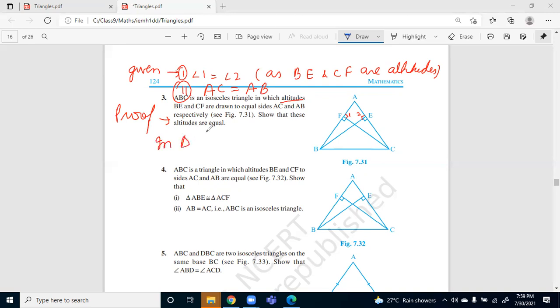In triangle ACF and triangle AEB, okay, so I can write angle 1 is equal to angle 2. It is given. Angle A is common in both. So I am writing that which is common. Angle A is equal to angle A. This is common.